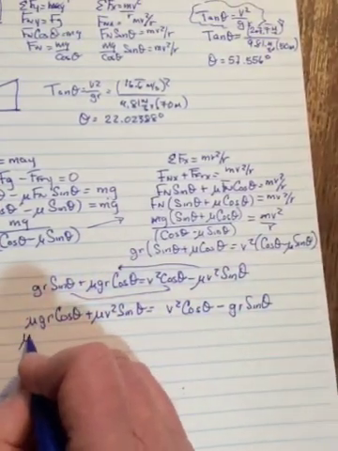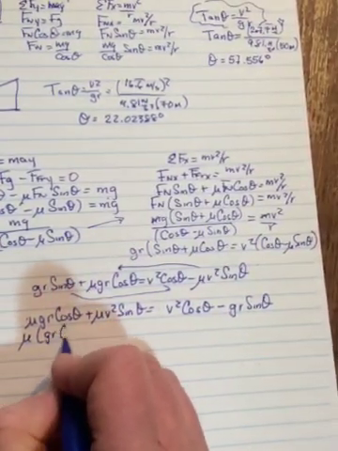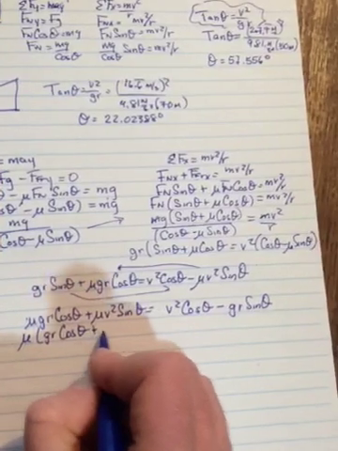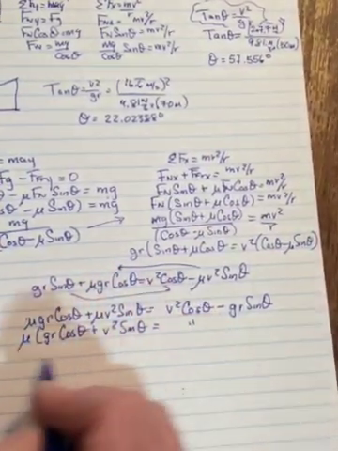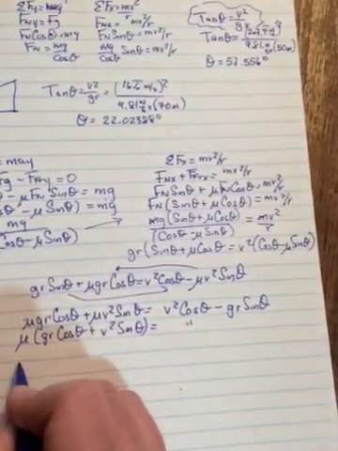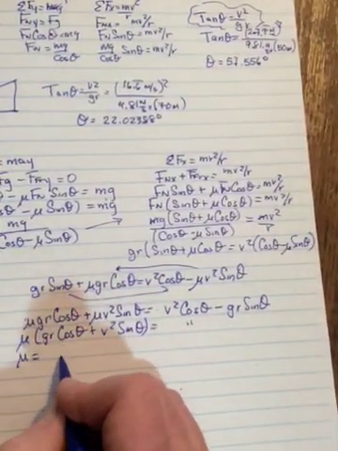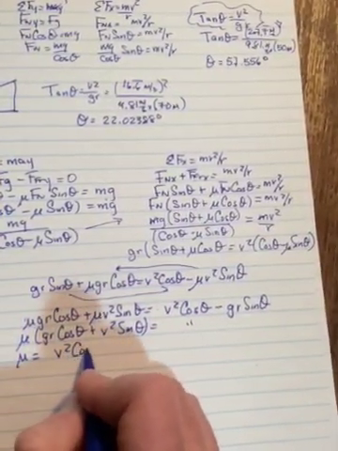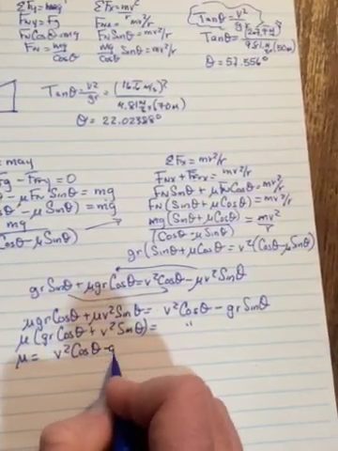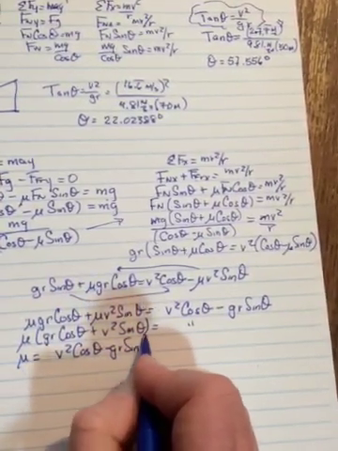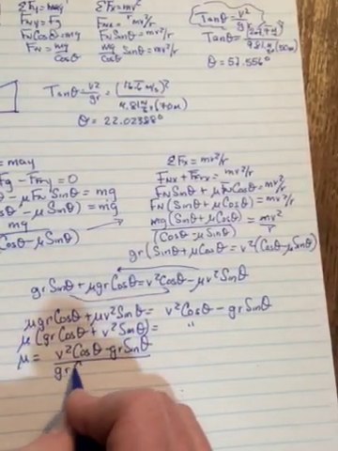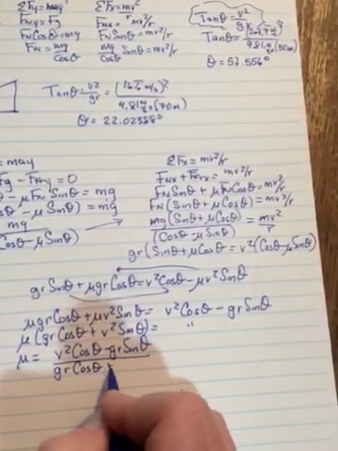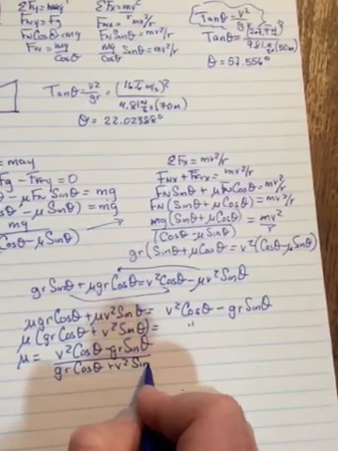Okay, pull out your mu, so it becomes mu brackets gr cos plus v squared sine. The other side just stays the same. And now divide by the bracket. So mu will equal v squared cos theta minus gr sine theta, divided by gr cos theta plus v squared sine theta.